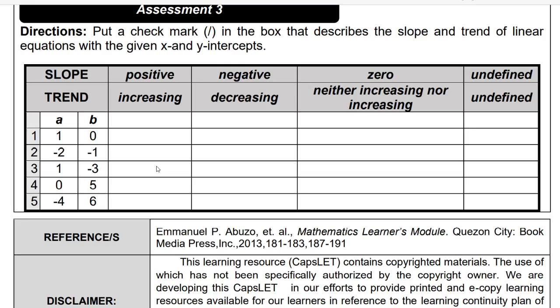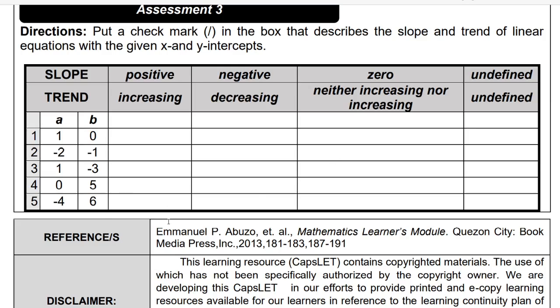The same process. So, put a check mark in the box that describes the slope and trend of a linear equation with given x and y-intercept. Okay, so, ito ang x-intercept, this is your y-intercept. Lagyan nyo lang ng check kung positive ba ang x-intercept, positive din ang y-intercept, ano ba? Ang positive ba ang slope or negative ang slope? 0 or undefined. Ganun lang.